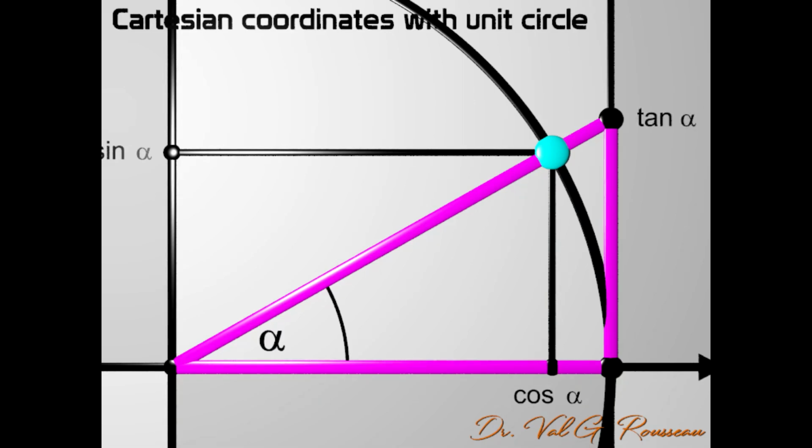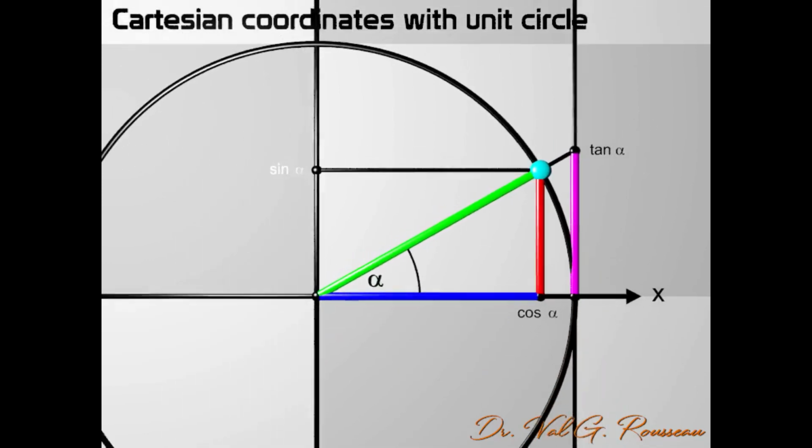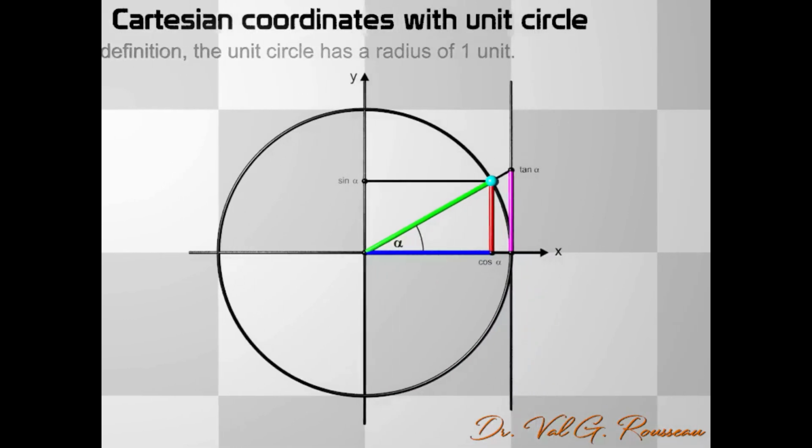To summarize, the cosine and sine of alpha are obtained by taking the x and y coordinates of the point, and the tangent of alpha is constructed by prolongating the hypotenuse until it intersects the vertical line that is tangent to the circle. Now we can directly see our three trigonometric functions on the figure, and we can start relating their values to the value of the angle.